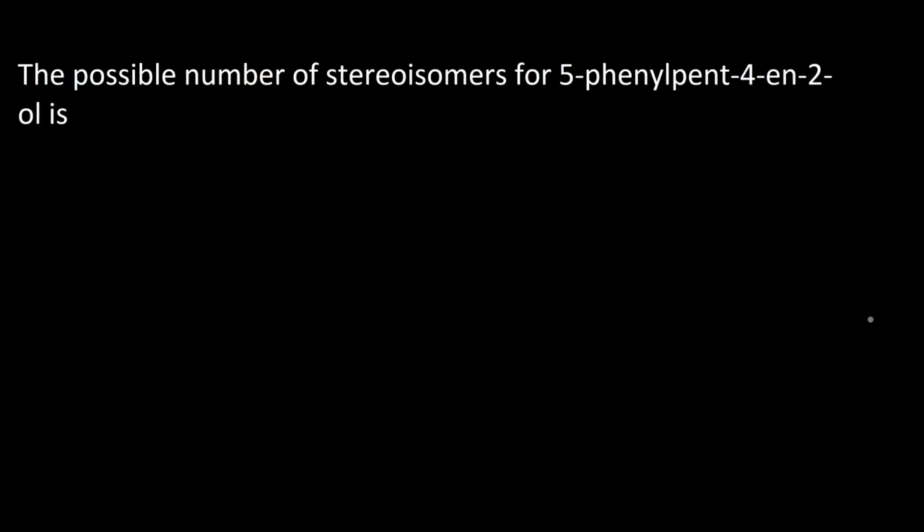What is the possible number of stereoisomers for 5-phenyl pent-4-ene 2-ol? So pent, 5-phenyl, pent-4-ene, 4-ene 2-ol, 2OH, right? So they are asking possible number of stereoisomers.